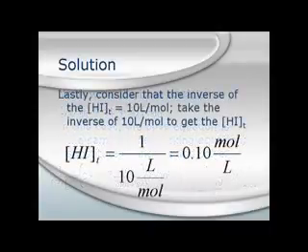So to complete the problem, we need to essentially take the inverse of the inverse. Since the inverse of the hydrogen iodide concentration at time is 10 liters per mole, the inverse of 10 liters per mole will get us the concentration of hydrogen iodide at time. So 1 over 10 liters per mole will give us 0.10 moles per liter, which is the concentration of hydrogen iodide at time.